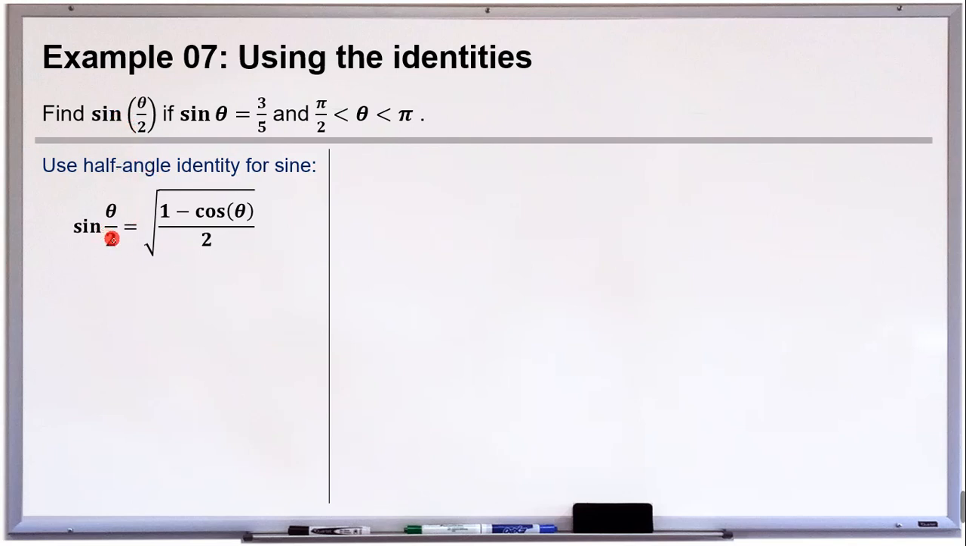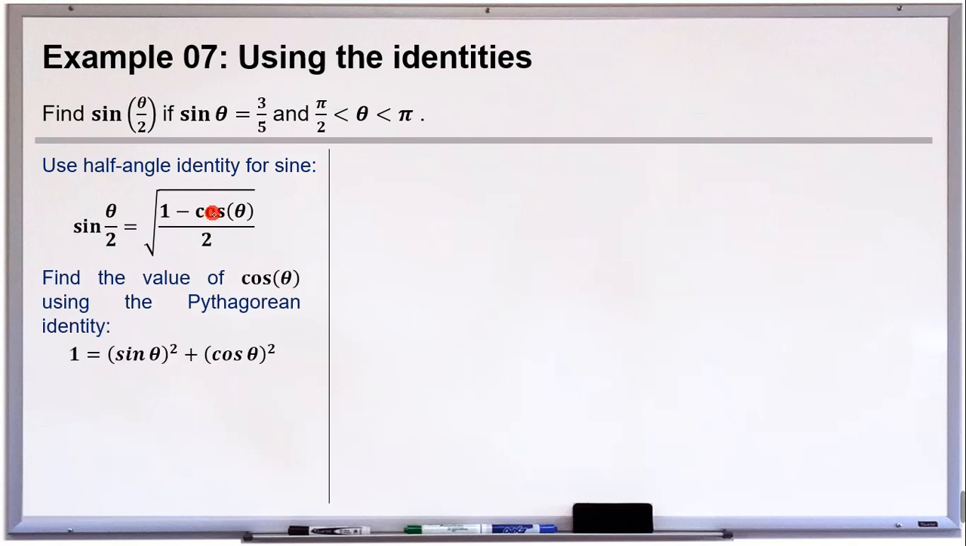So the sine of the half angle is simply equal to the square root of 1 minus cosine of theta all over 2. Now, in our problem statement, we're only given sine theta equal to 3/5. But in the expression for the sine of the half angle, we have cosine of theta. So we will use the Pythagorean identity so that we can get a value for cosine of theta given the value of sine theta. So we have here 1 is equal to sine theta squared plus cosine theta squared.